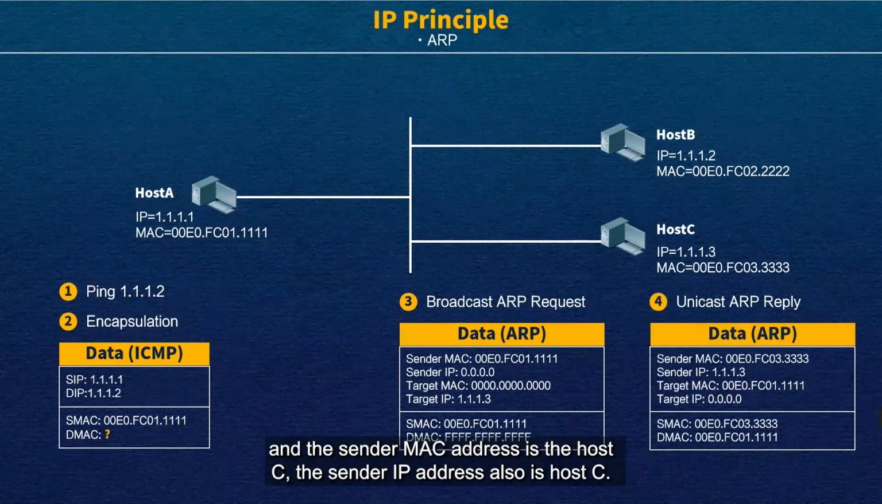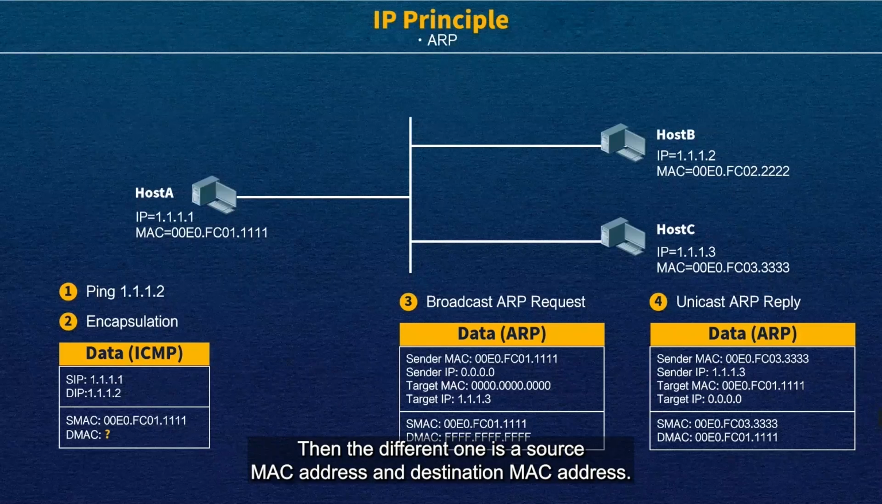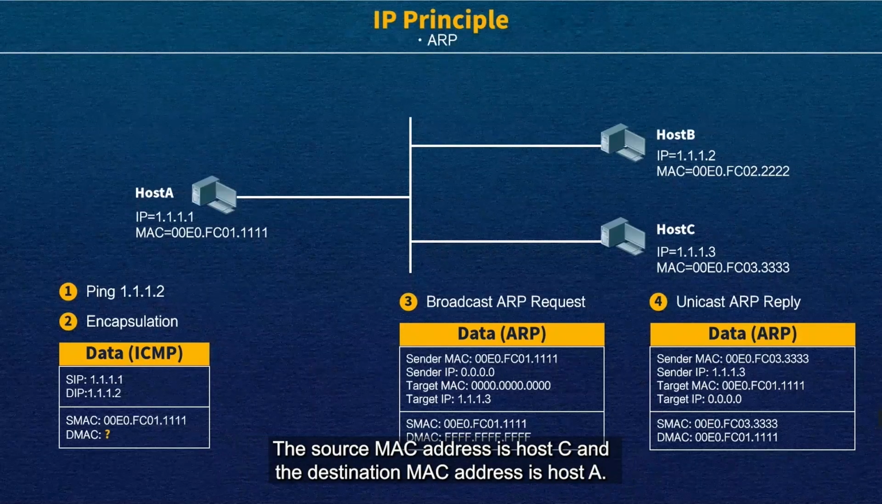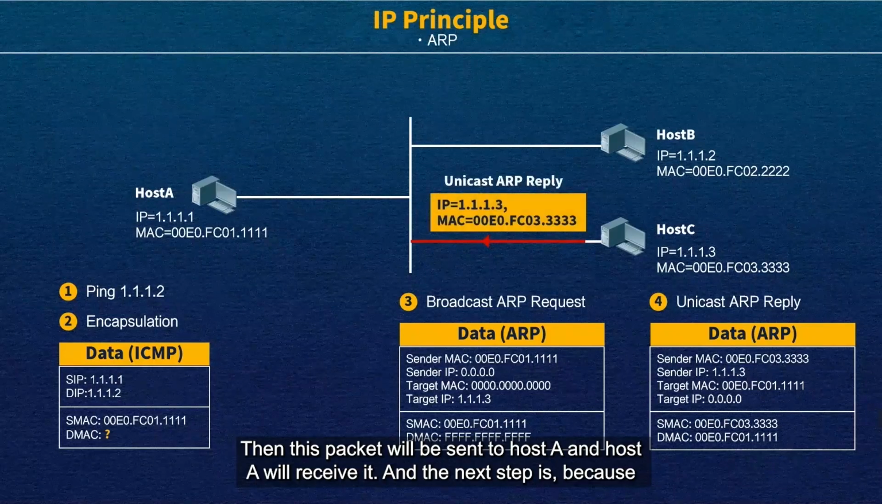The sender MAC address is host C. The sender IP address is also host C. The target MAC address is host A. The target IP will become 0. Then the different ones are the source MAC address and destination MAC address. The source MAC address is host C and the destination MAC address is host A. Then this packet will be sent to host A and host A will receive it.